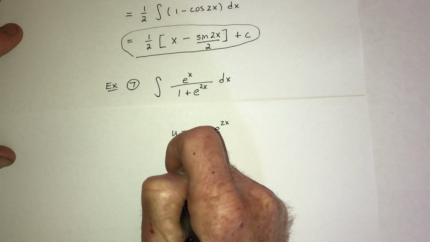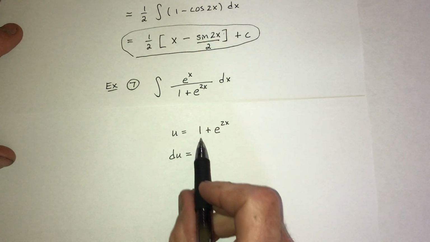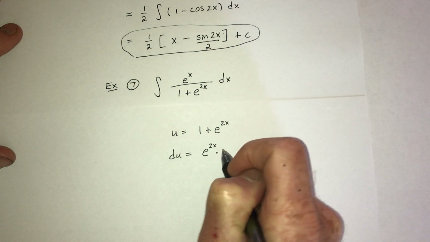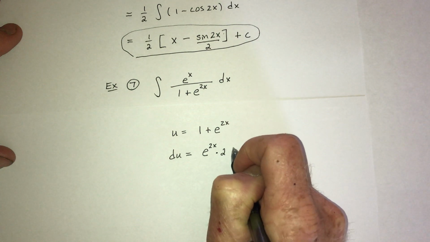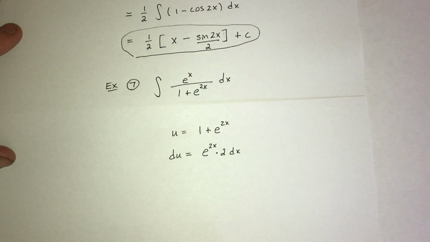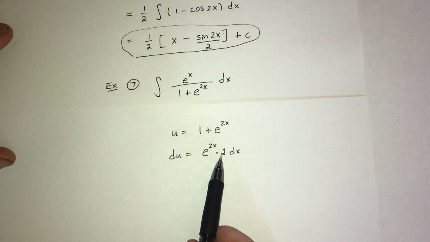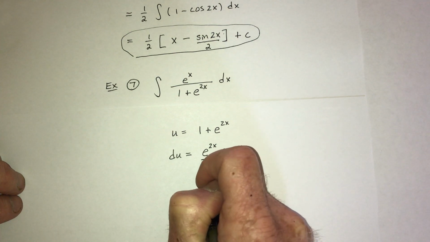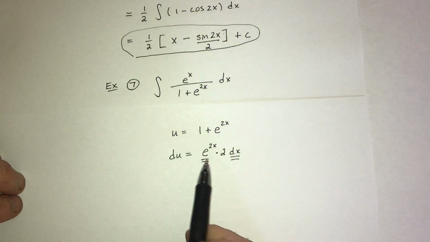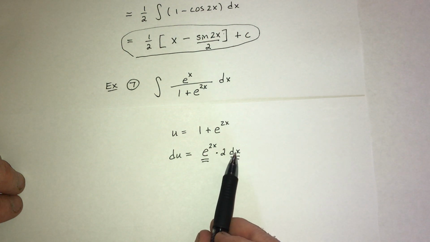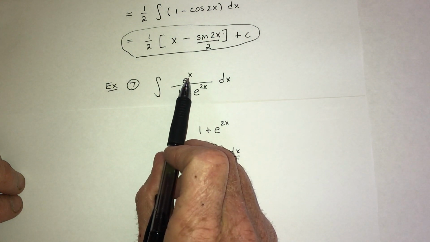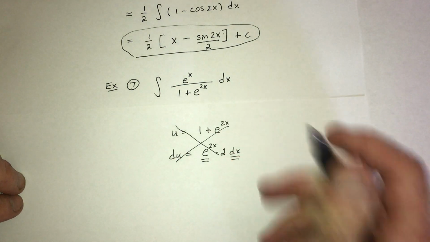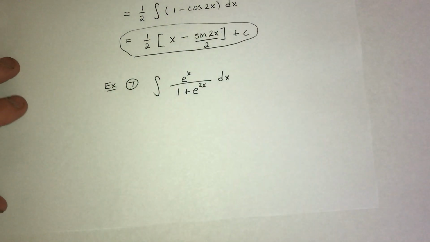And then take the derivative of that. So the derivative of 1 will be 0. The derivative of the e function is the e function. Then do the chain rule. The derivative of 2x is 2. Now this little 2 right here doesn't really matter because I could divide both sides by 2. But essentially this is saying in order for this u substitution to work, you have to have an e to the 2x times dx. As you can see, we don't have that. We have e to the x times dx. So that means this u substitution is not going to work.